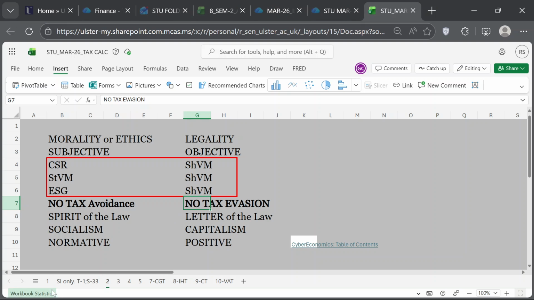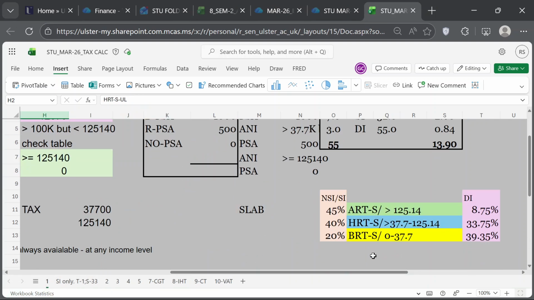Let's see here. If you go back to 1, your BRT threshold is 0. That's why I gave the BRT threshold as 0, because as soon as your income is over 0, you are in the BRT slab. And for the upper slab, the ART threshold is 125.14. As soon as you have income over 125.14, you go into 45% tax.